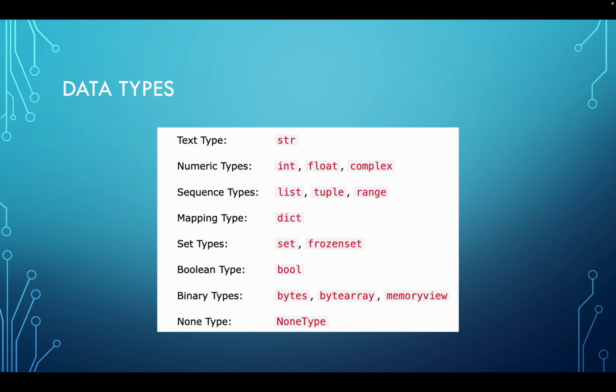So here I have added the details like what are the comments and what is the data type. For example, strings is text type. For numeric types, we usually use integer, float, or complex. Sequence types are list, tuple, range. Mapping type will be dictionary. Set types will be set or frozen set. Boolean type will be bool. Binary types will be bytes, byte array, memory view. None type will be none type.